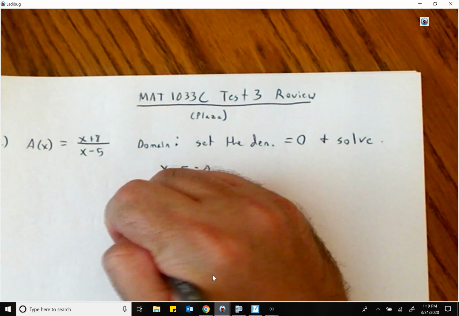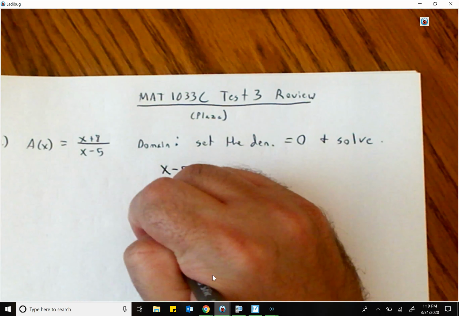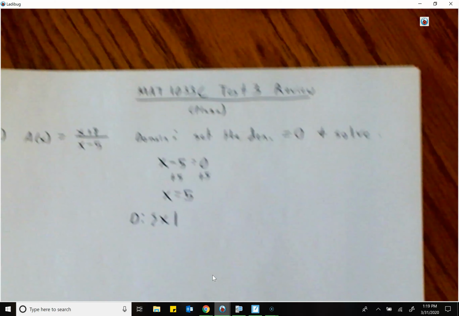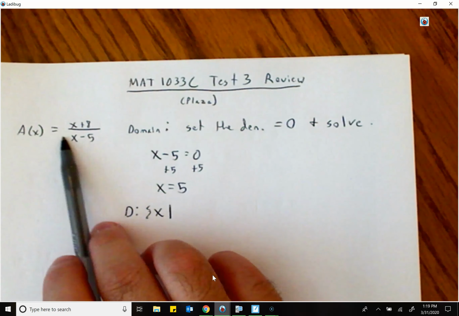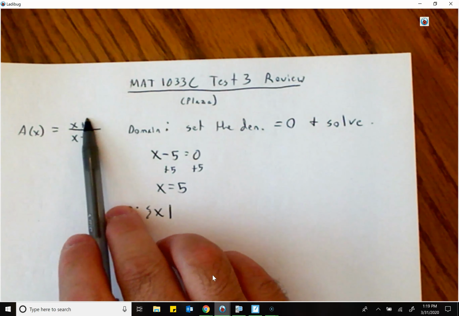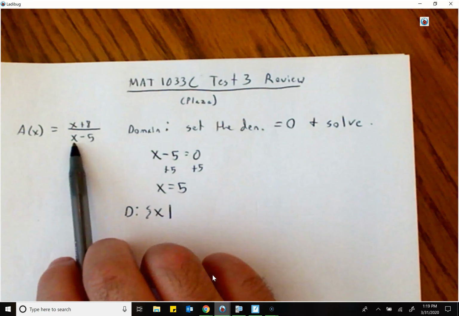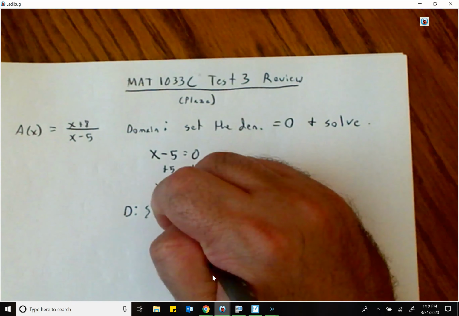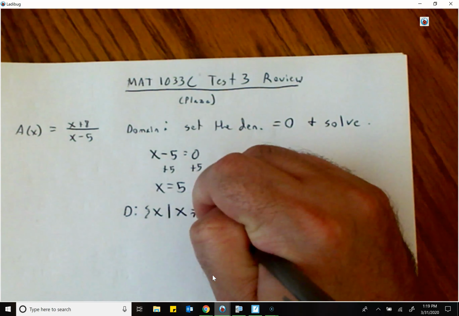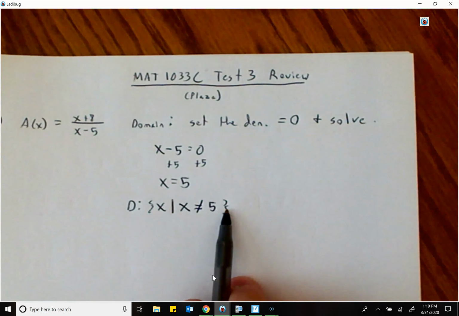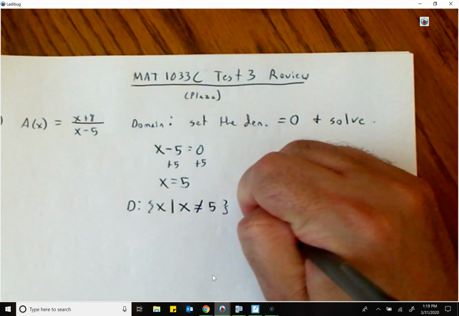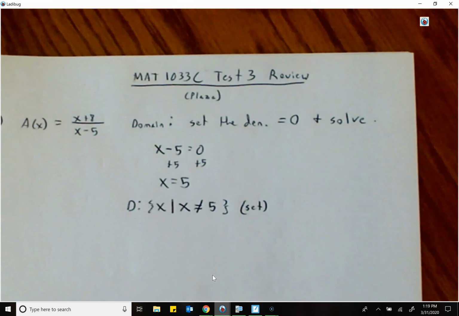So our domain then is that we like every number but this, because this is what makes our denominator 0, and that's bad because you can never divide by 0. So if you plugged a 5 in, that makes this guy 0, and that's why we like every number but 5. So 5 gets thrown out of the domain. So this is the set notation.